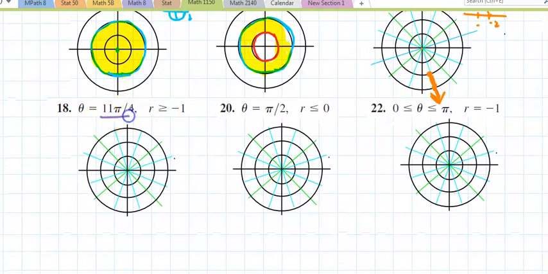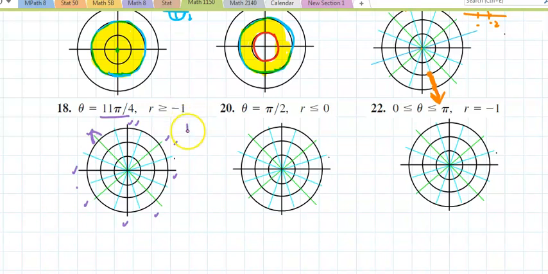Here, I'm looking at 11 pi over 4. 11 pi over 4 is way too big. If I count 1 pi over 4, 2 pi over 4, 3 pi over 4, 4 pi over 4, 5, 6, 7, 8, 9, 10, 11 pi over 4 is right there. Or, I could say take 11 pi over 4 and subtract 2 pi from it. Remember, you could add or subtract 2 pi. That will be all over 8. 3 pi over 4. You're still right here.